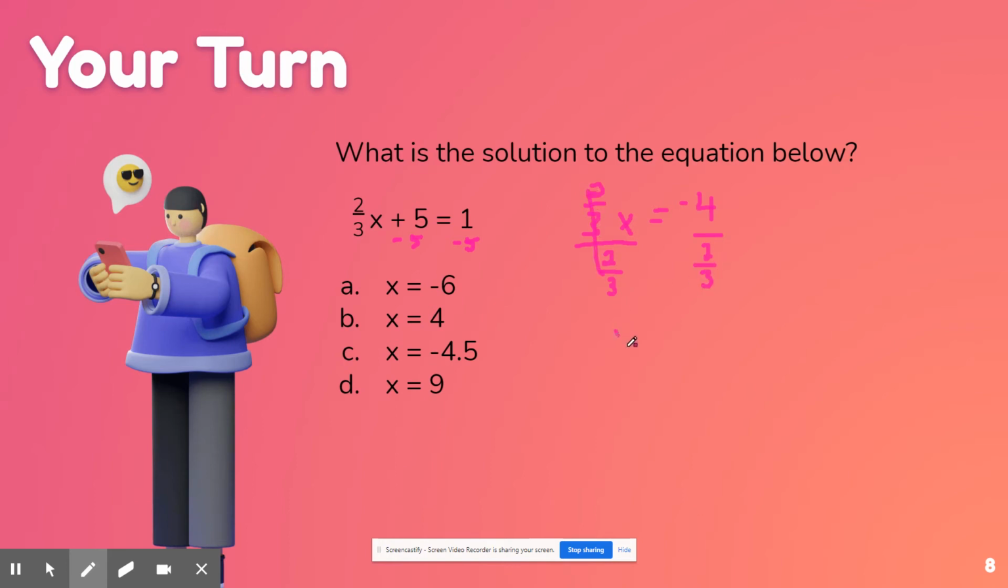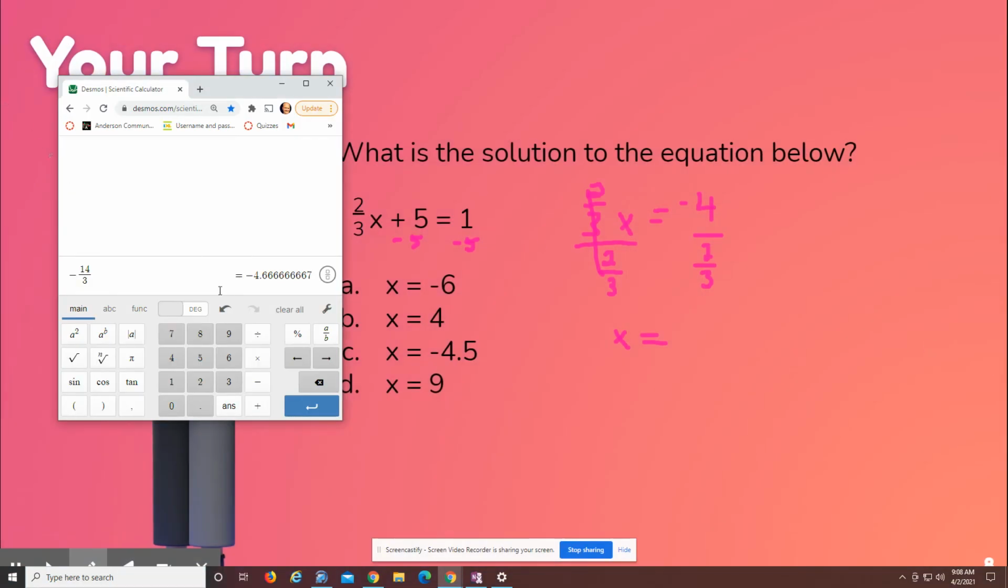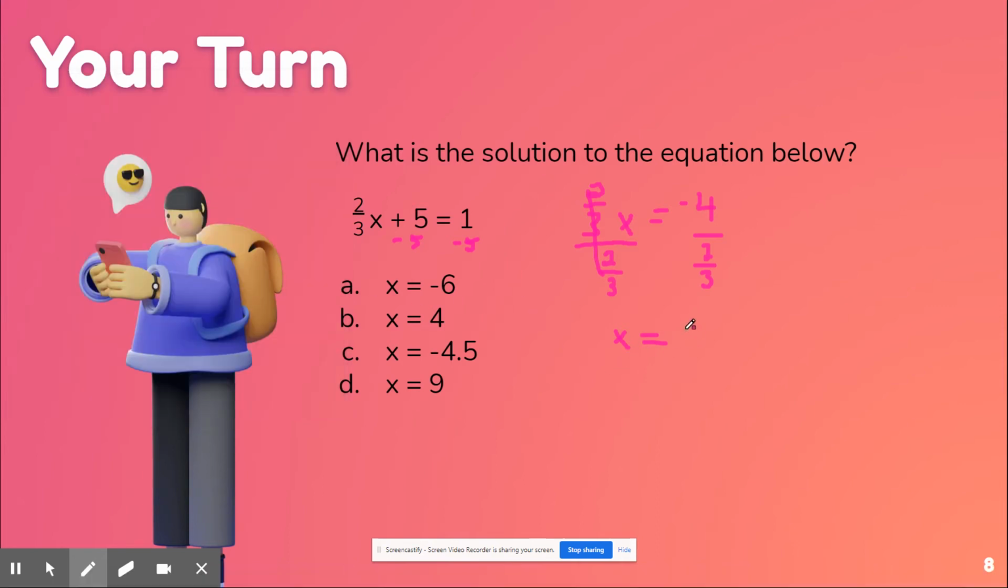These cancel. X drops down. And then you would go back to your calculator and you would do negative 4 divided by 2/3, which comes out to be negative 6. And then that means A is our answer again.